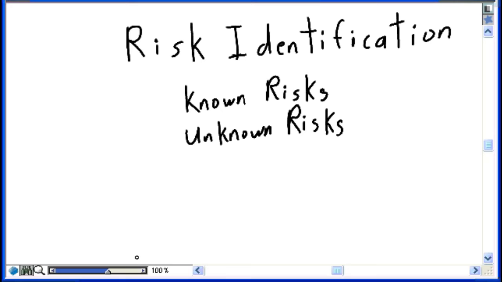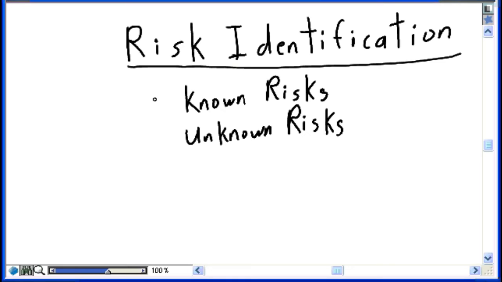With the completion and approval of your project management plan, the last step in project planning is the identification of the risks for your project. Risk identification. As we discussed in the introduction to this nugget, there are two types of risks associated with project. There are the known risks and the unknown risks.